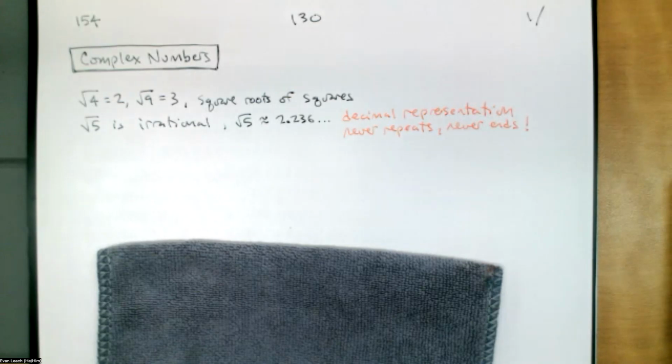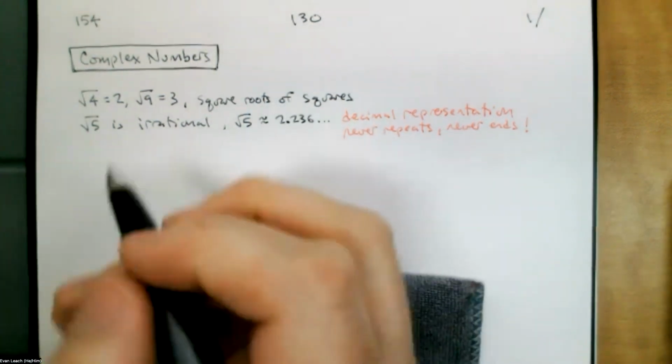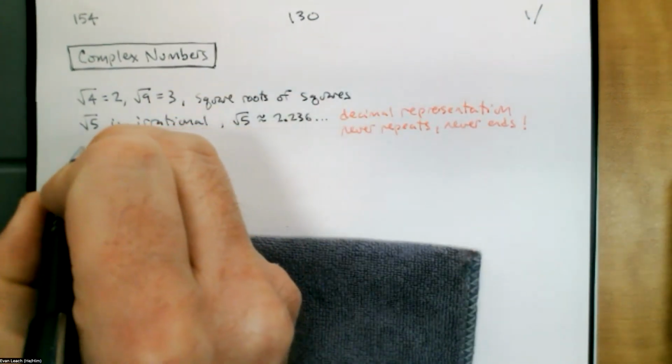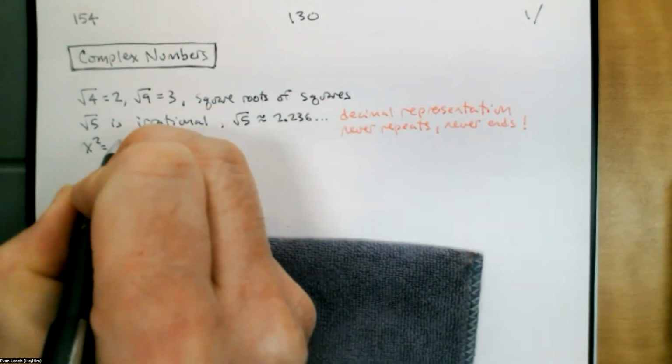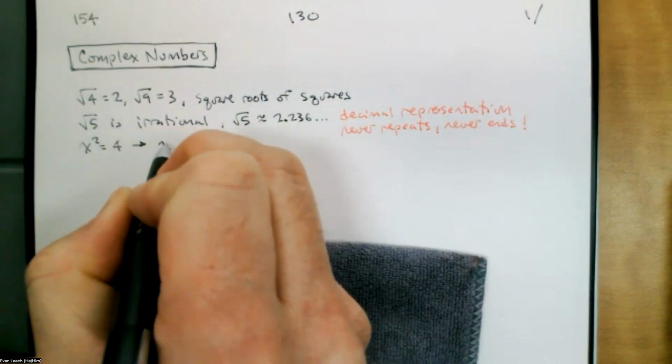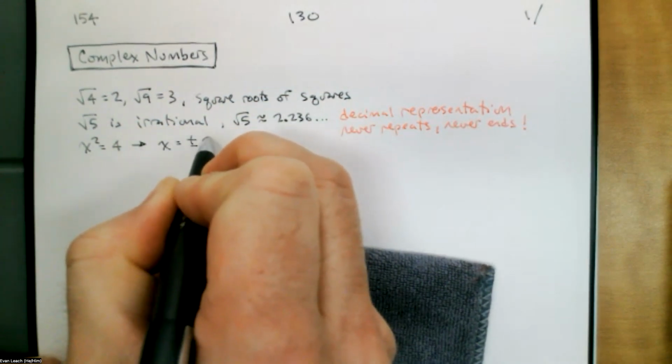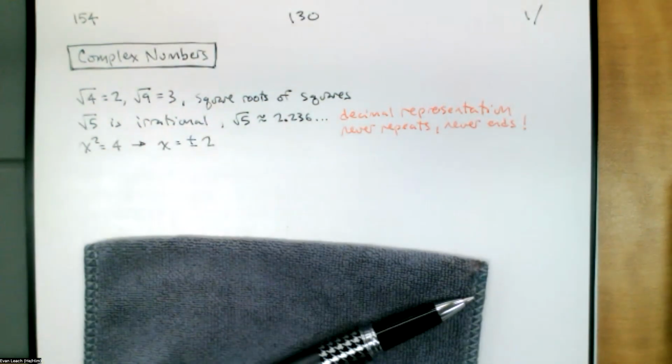Then we start incorporating these square roots into solutions of equations. So things like x squared equals 4 means that x is either positive or negative 2. We get the 2 solutions. So we start learning some stuff about square roots.